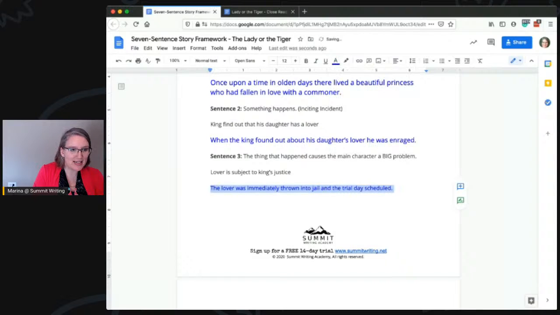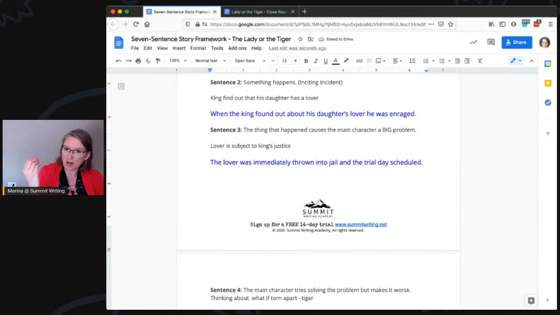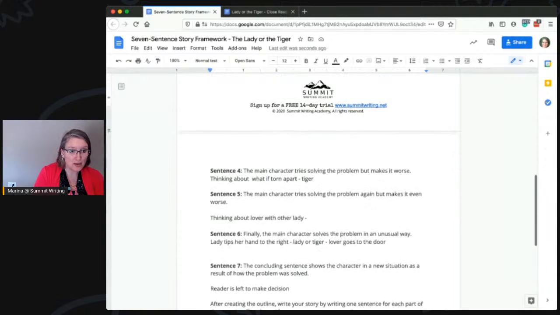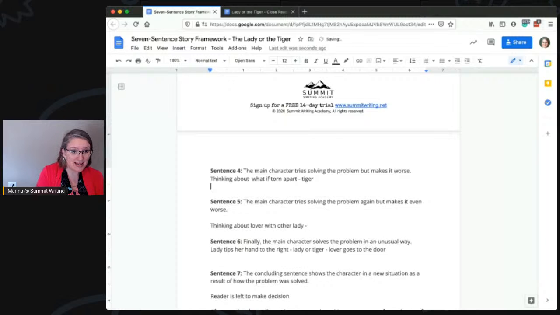We're writing a 7-sentence story to get an idea. So if somebody were to read this, they would go, oh, I want to read the actual story. This sounds really interesting. So when the king found out about his daughter's lover, he was enraged. The lover was immediately thrown into jail and the trial day scheduled. Dun, dun, dun. What is going to happen next?